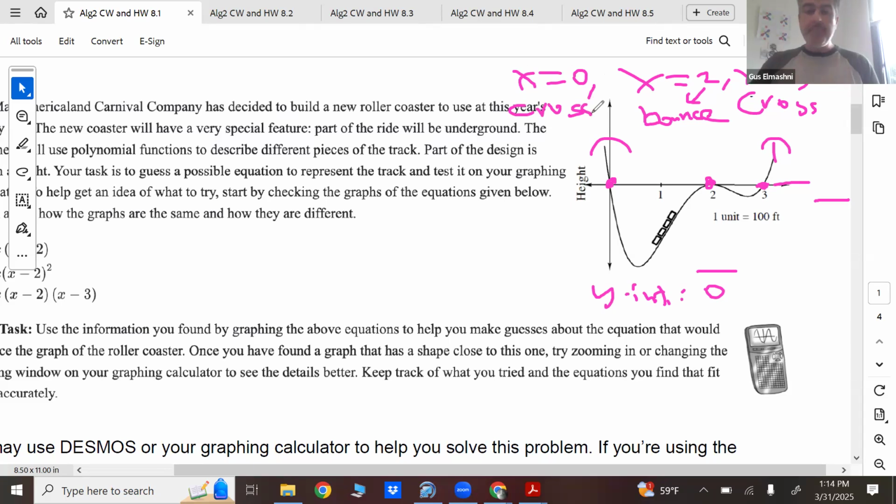We see arrows pointing up. We see where it crosses the x-axis or bounces. We see a y-intercept. Also, we see there are a total of 3 peaks and valleys. So these are all key pieces of evidence that we need to help us make the equation. Okay, so now what we're going to do is take a look at these equations here.